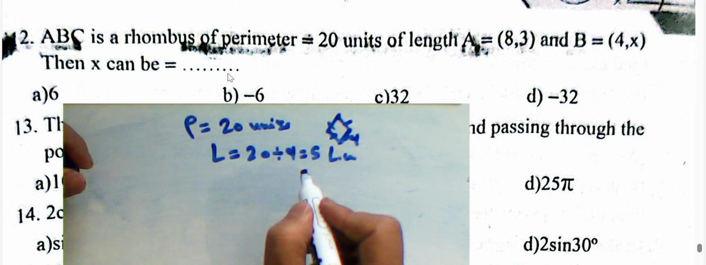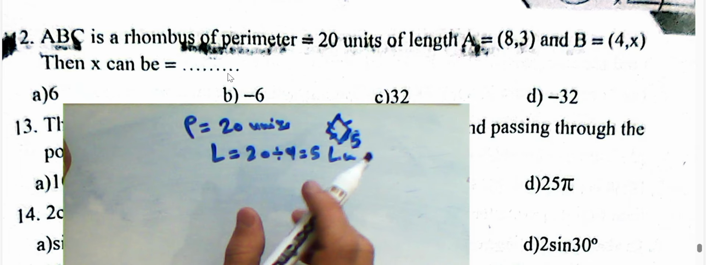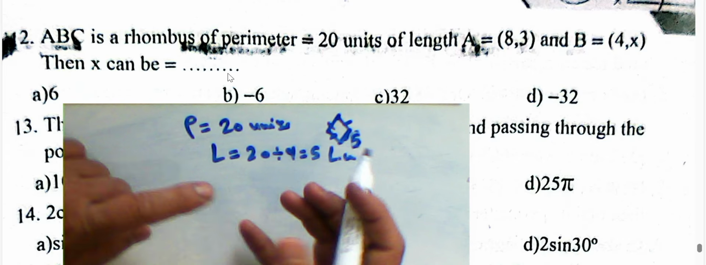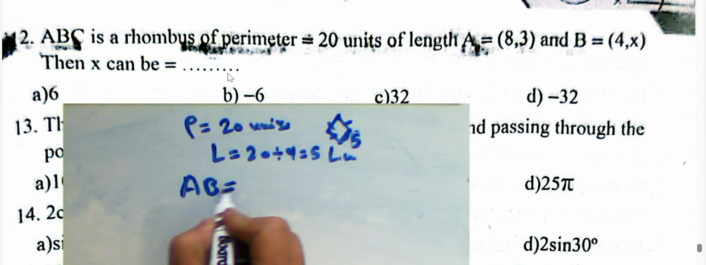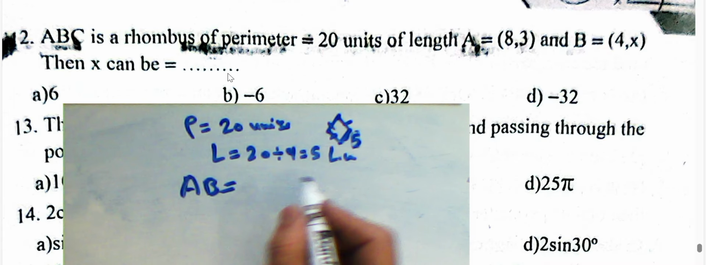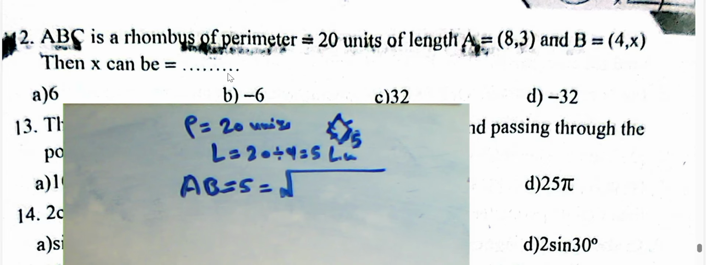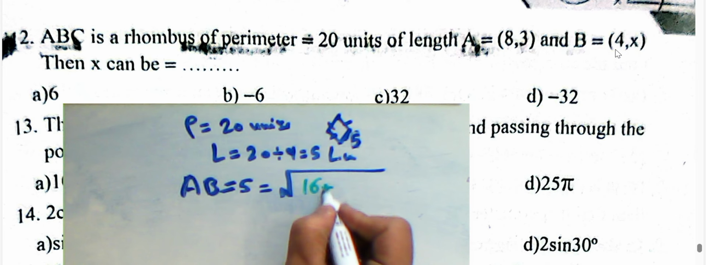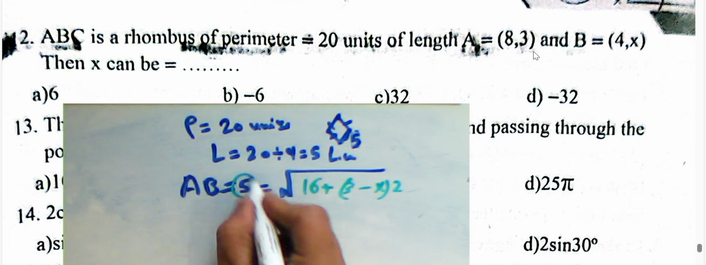This length will be 4. 20 divided by 4 is 5, 5 length units, okay? He wants us to find x, but we have the information A is 8 and 3 and B is 4 and x. You can find the distance between A and B, because AB is a line segment of the rhombus, and its length was 5. Then you can write the distance rule, square root of x2 minus x1 squared, and so on. Look at it with me. 8 minus 4 is 4, 4 squared equals 16, and 3 minus x all squared. The distance between them equals 5.